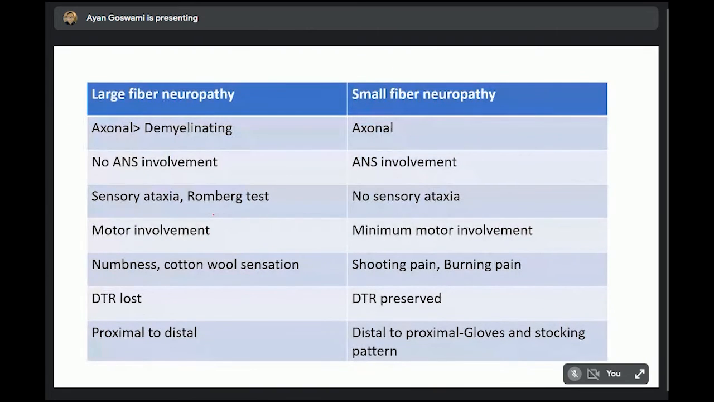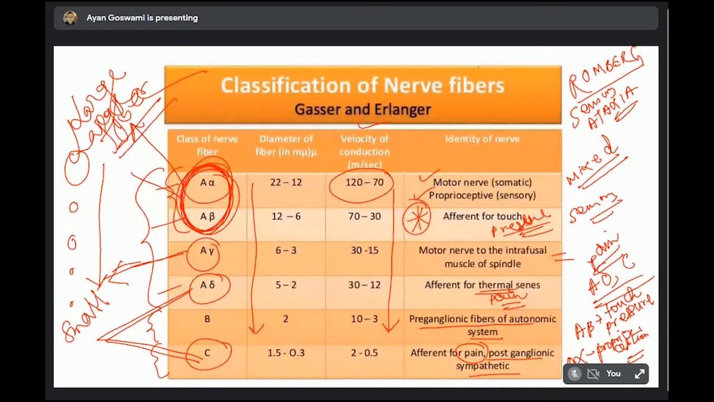Now we are coming to large fiber neuropathy and small fiber neuropathy. Large fiber neuropathy involves A alpha and A beta. Small fiber neuropathy involves A delta, which has the least myelination, and C. A delta is a sensory nerve, not mixed. C is autonomic, and C is also used for pain sensation, right?